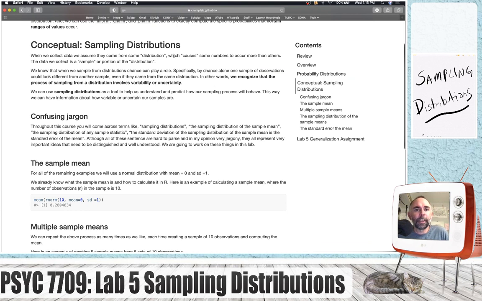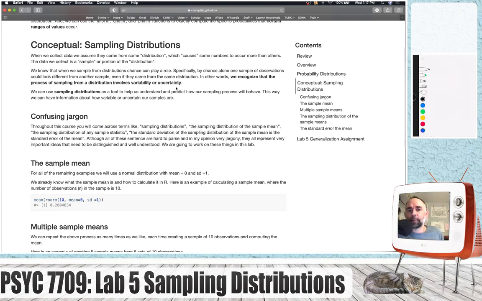Time to move on to sampling distributions. This is a new kind of distribution. You could think about it like a distribution of a distribution, but they're very important to understand, and I think that we can use R to help us understand sampling distributions a little bit more clearly. Before I walk through this, I'm just going to draw some pictures in the little window on the top right-hand corner to describe sampling distributions.